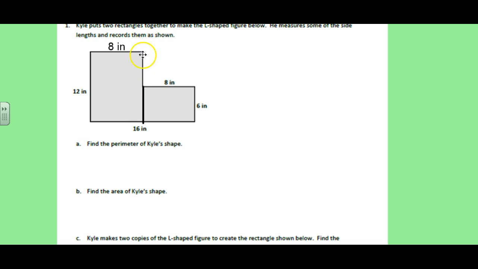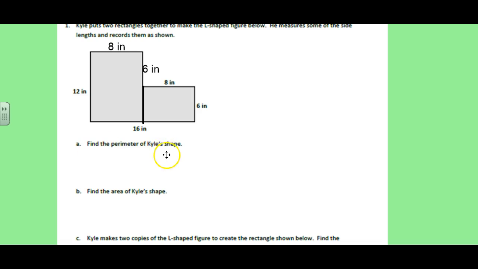We didn't have to know this side to find the area, so we do need to find this other missing side length. And the way that we're going to do that is we're going to look at this 12 inches, and then we're going to look at this 6 inches, because this right here is also 6 inches. So if this side length is 6 inches, then you need to ask yourself, what are you going to add to 6 inches to make 12 inches total? And once again, you should know that that would be 6 inches. So now I have that this missing side length right here is 6 inches.